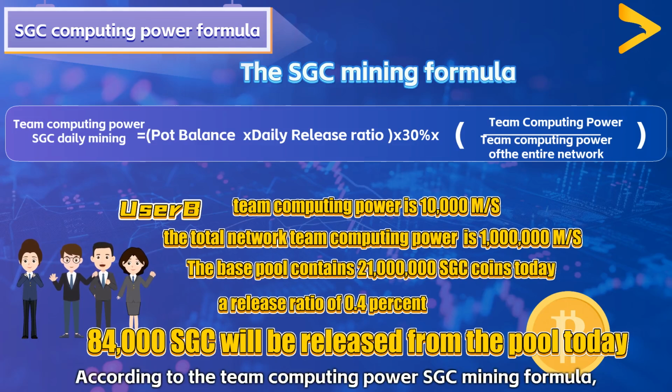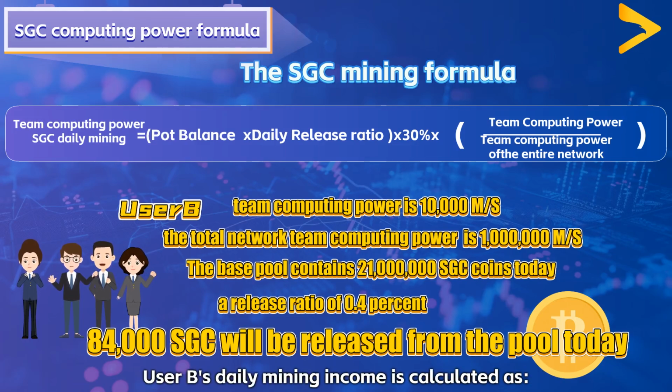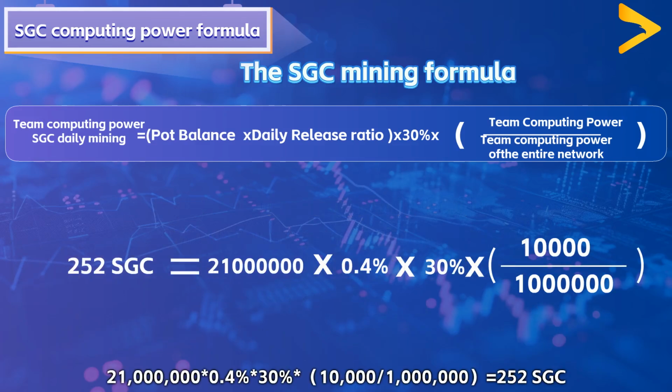According to the team computing power SGC mining formula, user B's daily mining income is calculated as 21 million multiplied by 0.4%, multiplied by 30%, multiplied by 10,000 divided by 1 million, which equals 252 SGC coins.